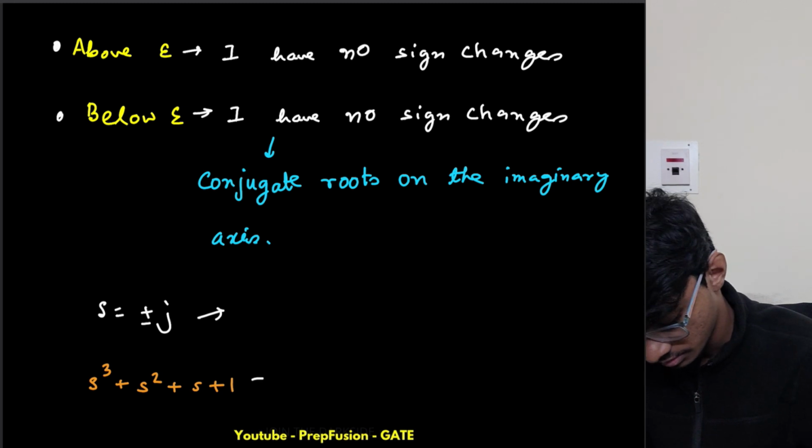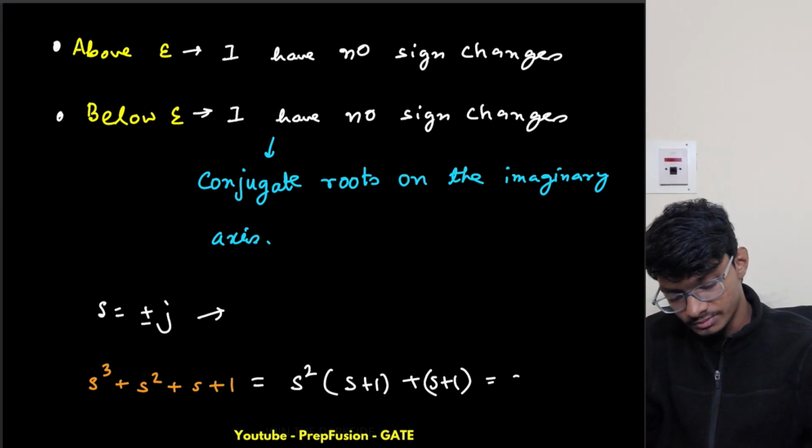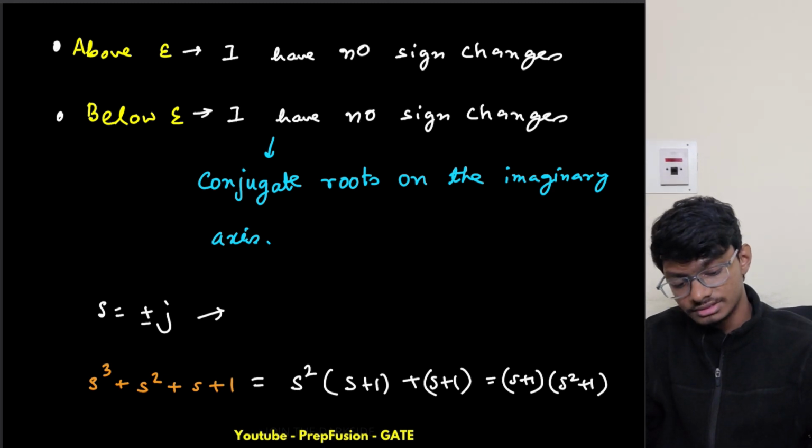So this is equal to, simply I can take s common over here. Sorry, I can take s square common over here. This will be s square common, s plus 1 plus s plus 1. Now what can I do? I can take s plus 1 common, right? So if I take s plus 1 common, what do I see? This becomes s square plus 1, and this is equal to 0.